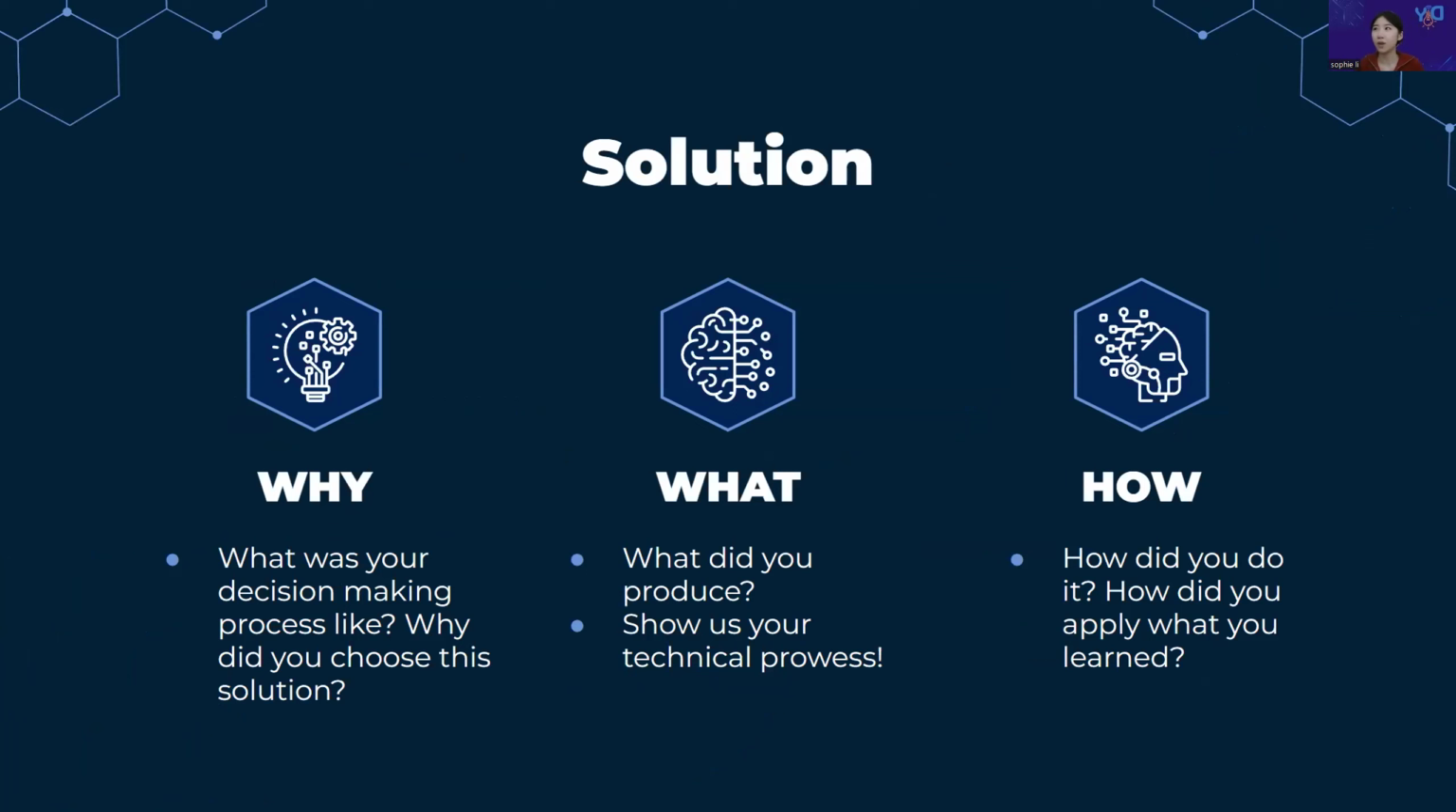Now you need to tell me why your solution works, why you actually have a solution, and why that solution is the best or the most efficient or the cheapest way, or just the way that helps the most people. Okay, so 3 things that you have to tell me. The first is why you chose this solution specifically. So what was your decision-making process like? What other solutions did you consider but throw out? Why did you choose this one?